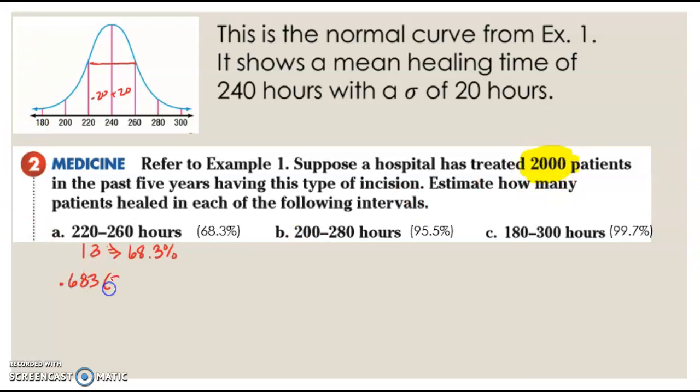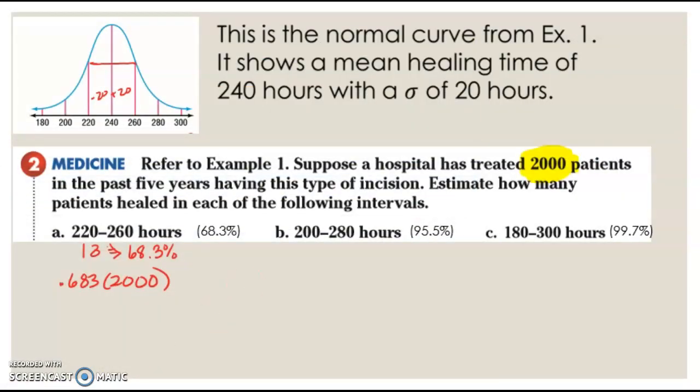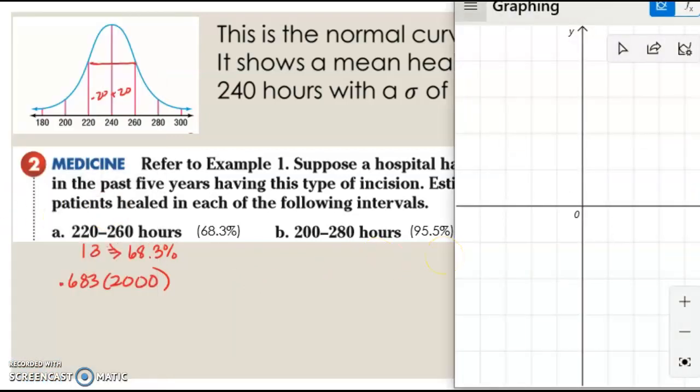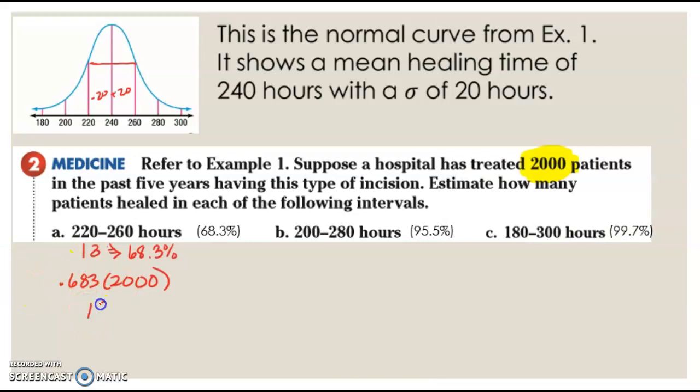So what you are doing is you are going to take 68.3% of that 2,000. So 0.683 times 2,000. Let me get a calculator here. 0.683 times 2,000 means I'm going to have 1,366. There will be 1,366 patients between those 2 hours, 220 to 260.